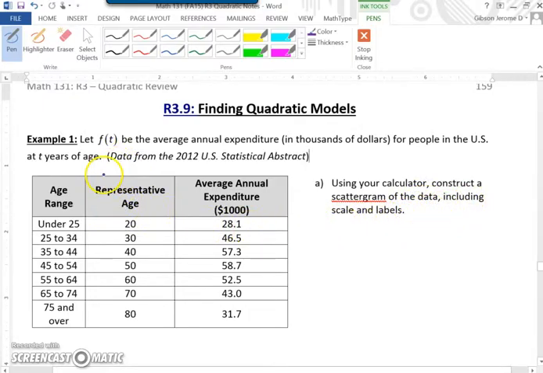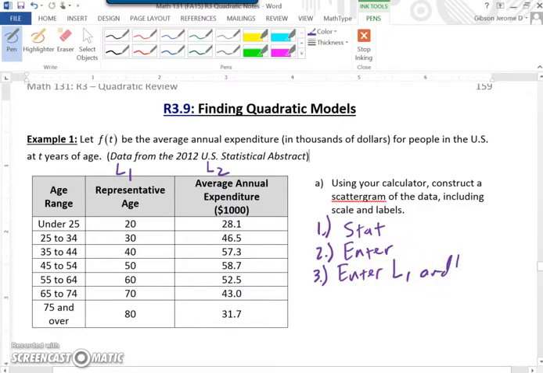Okay, first of all, the age is here. This would be L1 and this would be L2. So you need to enter this in your calculator. I don't have the simulator, so I'm going to tell you step by step how to do this. Number one, the first thing you should do is press stat. Number two, press enter. Number three, you will enter L1 and L2.